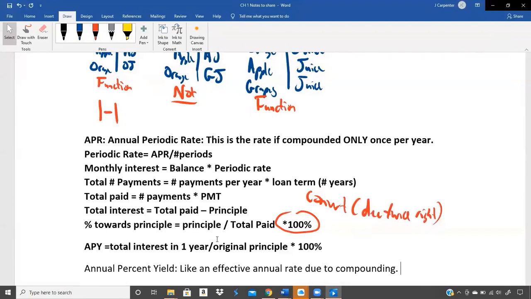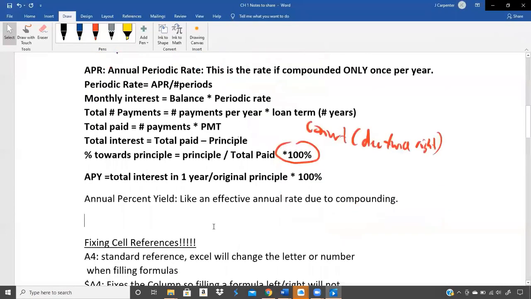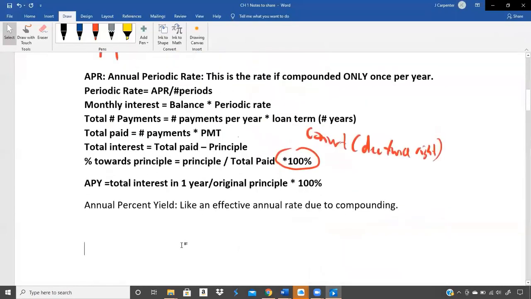So maybe your APR is 12%. The effective rate due to compounding might be like 12.2 or 12.3%. Or this can get even more exaggerated if you have an APR like a credit card of 24%, the APY might be like 27%. And we're going to see how these numbers compare to each other with practice and computations, but of course.